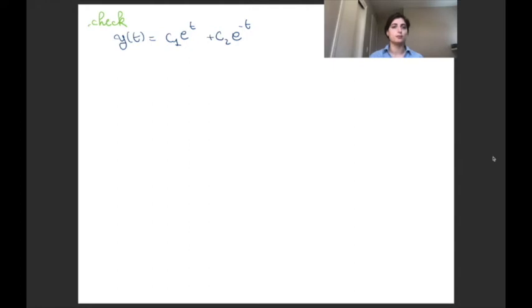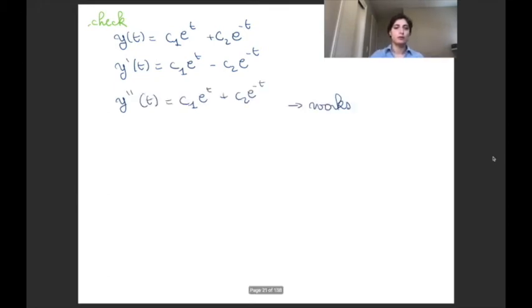Let's check this statement. So we introduce y = c1 exponential of t plus c2 exponential of minus t, and we check that the second derivative is equal to y. So we take the first derivative, and the first derivative is c1 exponential of time minus c2 exponential of minus time. Then we take another derivative, and the sign in front of c2 changes again. So we are back at y. So y'' is equal to y for any value of c1 and c2 that we can pick.